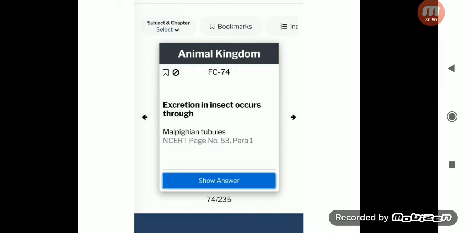Excretion in insects occurs through malpighian tubules.